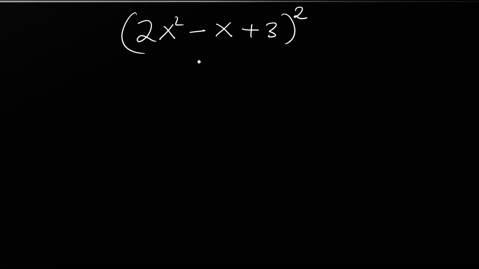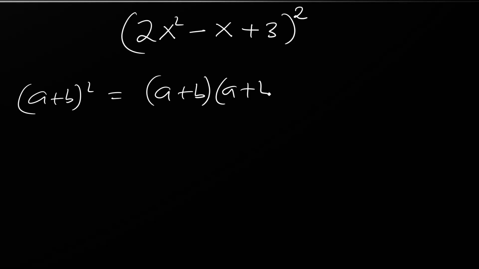When you are asked to expand something like this, you see (a plus b) all squared can be written as (a plus b) times (a plus b). So I have doubled it. In a similar way, x squared is the same as x times x.